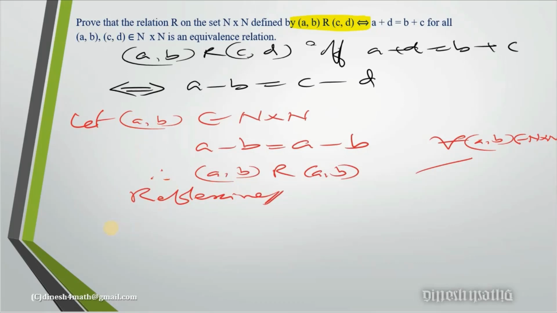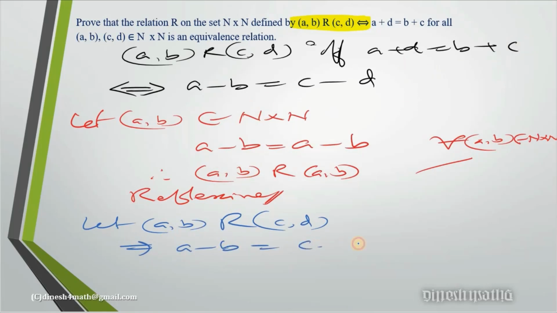Now the second one, I need to take two elements. Let (A, B) be related to (C, D). See, I am using this relationship, not the original one, whichever I modified. So this is A minus B equal to C minus D. Now what do I need to get? (C, D) should be related to (A, B). (C, D) will be related to (A, B) if and only if C minus D equals A minus B. Do you need to do anything? Nothing. Just write C minus D is equal to A minus B.